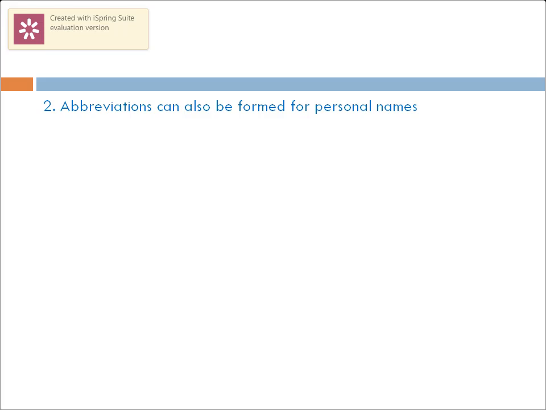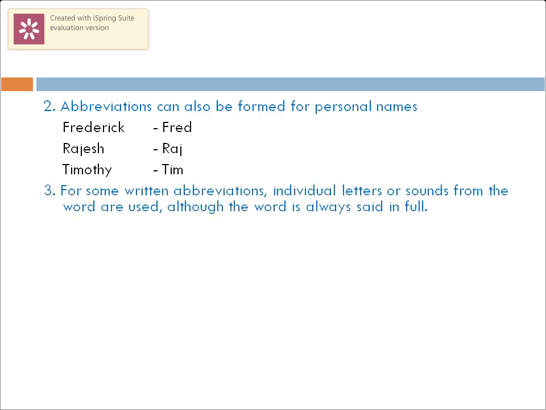Now another way in which abbreviations are formed is for personal names of people. For example, Frederick can be abbreviated as Fred, Rajesh as Raj, or Timothy as Tim.